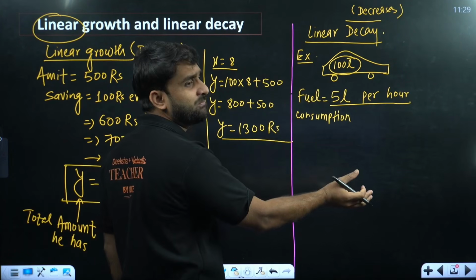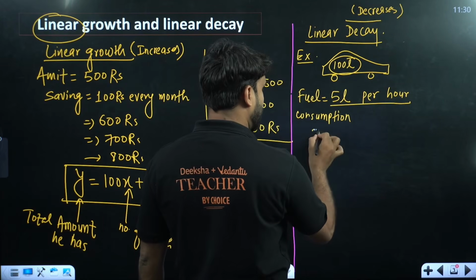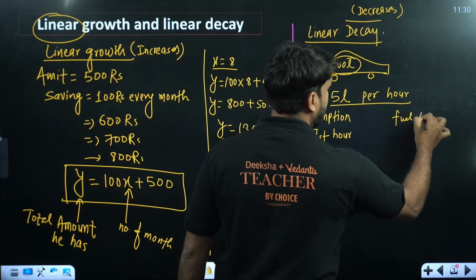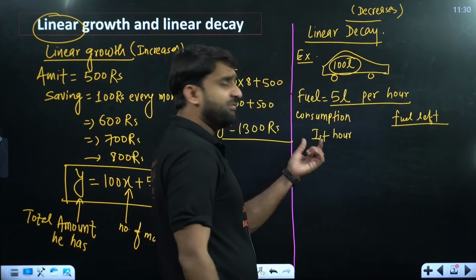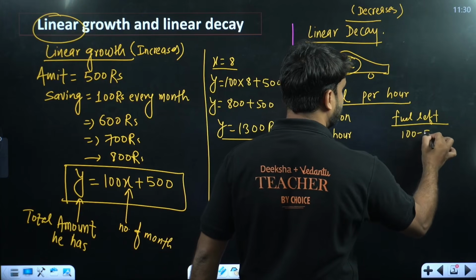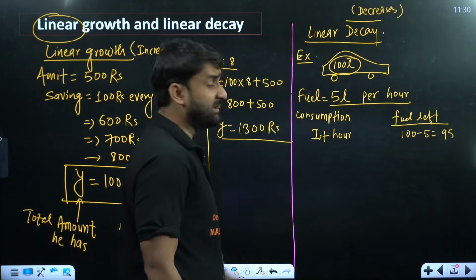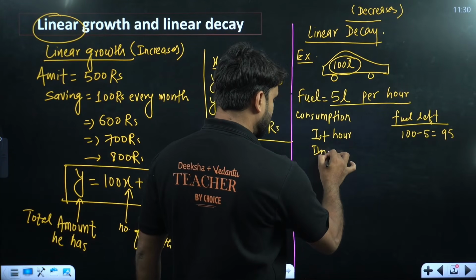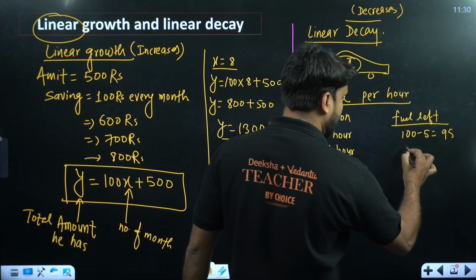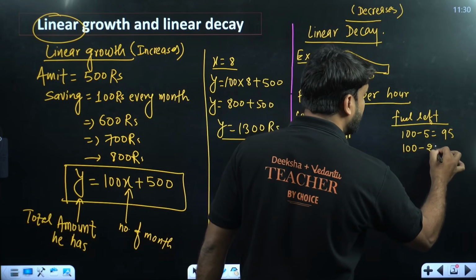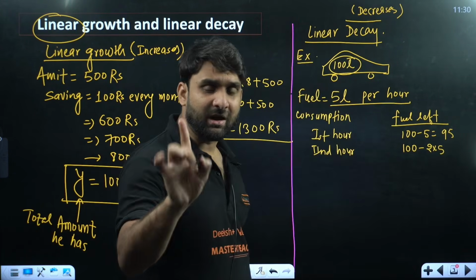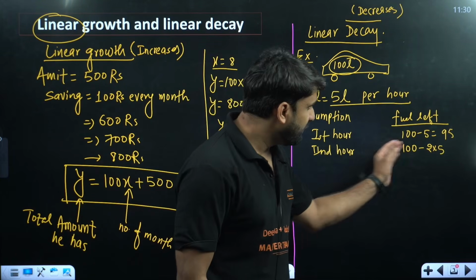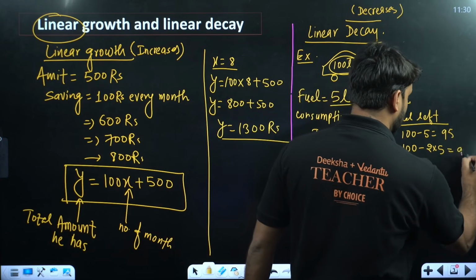So we can make an equation. See, my dear champion. For the first hour, I'm writing here fuel left. How much fuel will be left in the first hour? That will be 100 minus 5, which is equal to 95 liter, because 5 liter per hour is the fuel consumption. Now the second hour, can we write 100 minus 2 into 5, because in 1 hour the car is consuming 5 liter of fuel. So in 2 hours the total consumption will be 10 liter.